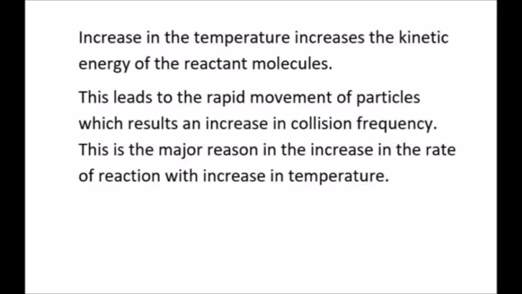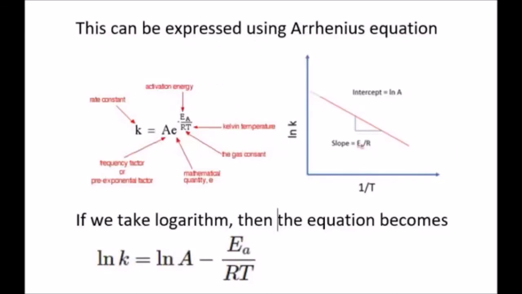Now, this rate of the reaction and its effect by the temperature can be expressed using Arrhenius equation. The equation is K equal to A into e to the power minus EA by RT. EA is the activation energy, T is the temperature in Kelvin, R is the universal gas constant, A is the pre-exponential factor which is related to the collision frequency and K is rate constant.